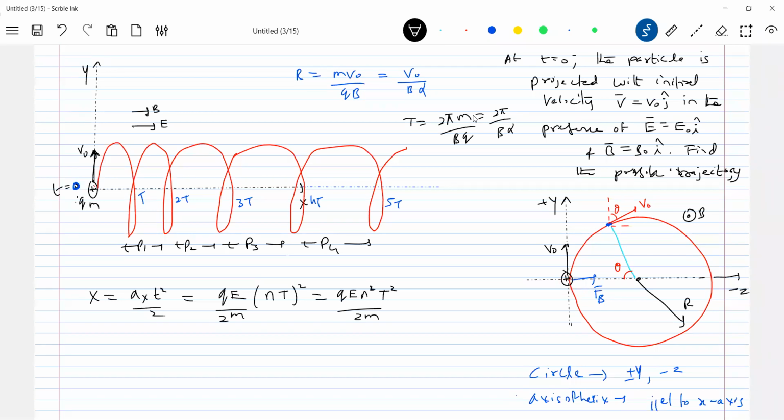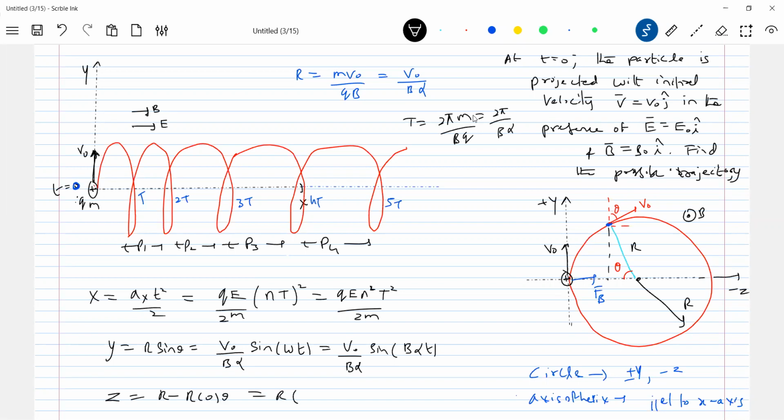What about the y coordinate? Again, the method is the same, like what we discussed in the previous one. Y equal to r sine theta, and what is r? V naught by b alpha. You may ask one thing, sir, why you are not taking omega, because the speed of the particle will increase here, no? So omega should be equal to b alpha. Why can we still write v naught in the yz plane? The speed in the yz plane will remain v naught, along the x-axis it is going to increase. Z coordinate again same thing, r minus r cos theta. Later on you do the substitution.